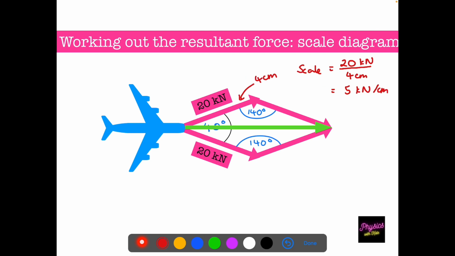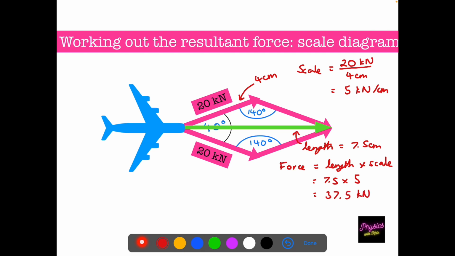Now the next thing to do is measure the length of the resultant force arrow. So the length of our resultant force arrow is 7.5 centimetres on my screen. To get the force, we multiply the length that we just measured by the scale that we got from the original forces. So it's now going to be 7.5 times our 5 kilonewtons per centimetre, which will give us 37.5 kilonewtons. So the resultant force acting on this plane is 37.5 kilonewtons.